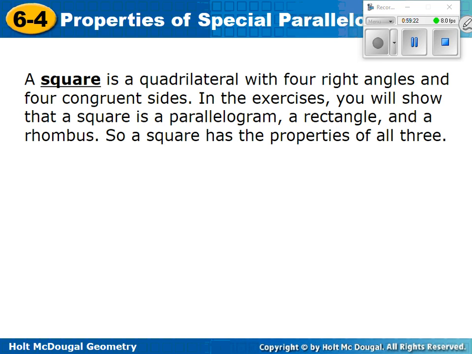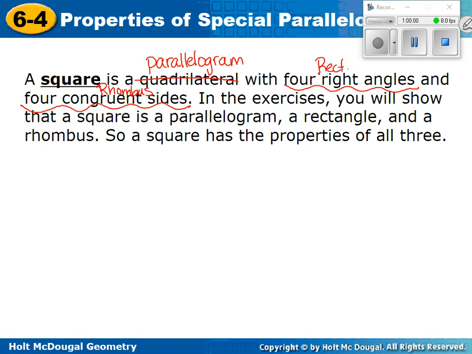And again, we're going to change our definition for square. It's a parallelogram also. So instead of just saying it's a quadrilateral, we're going to say it's a parallelogram. And what is a square going to have for its definition? 4 right angles and 4 congruent sides. Okay, think about that with me. Which shape said that it had 4 right angles? Rectangle. And which shape had 4 congruent sides? A rhombus.